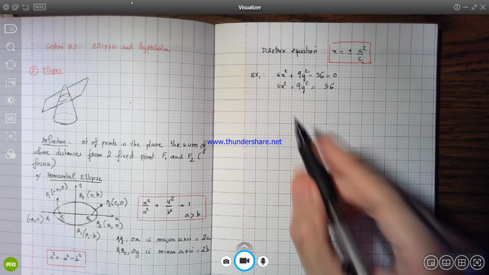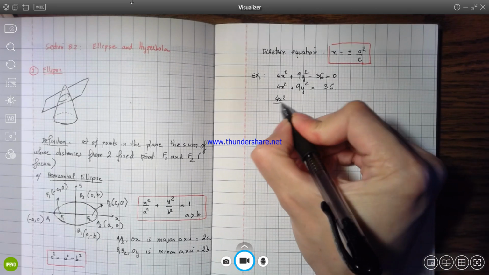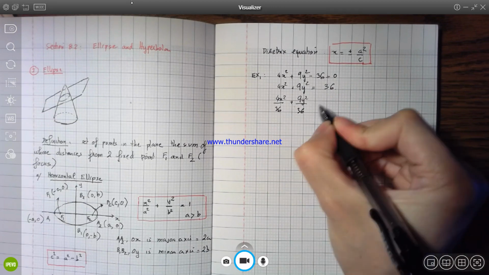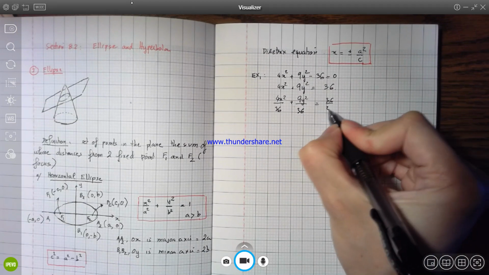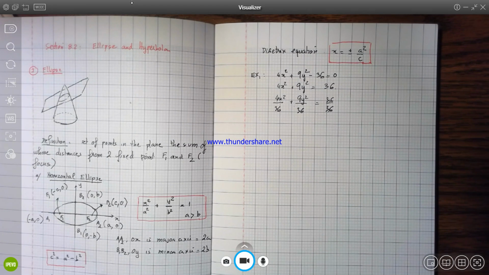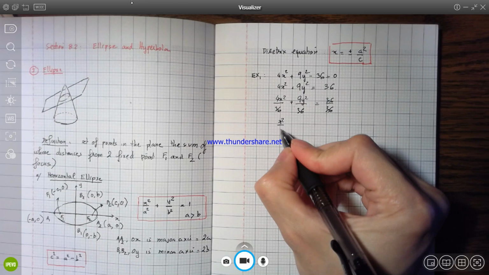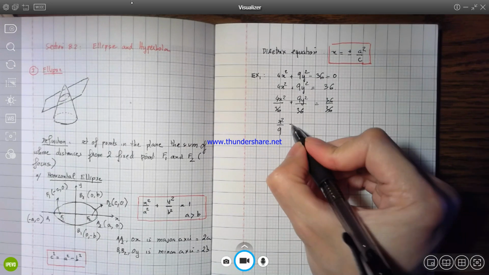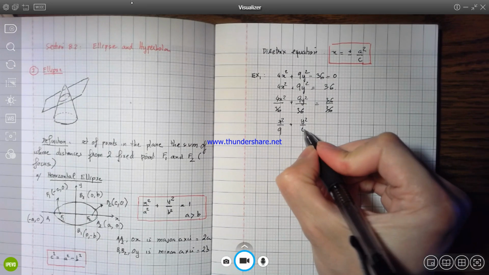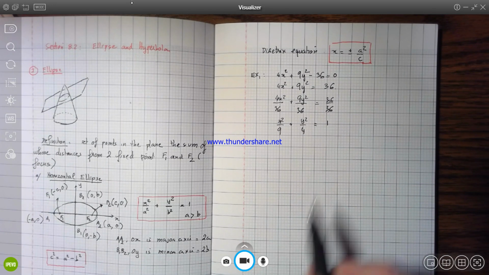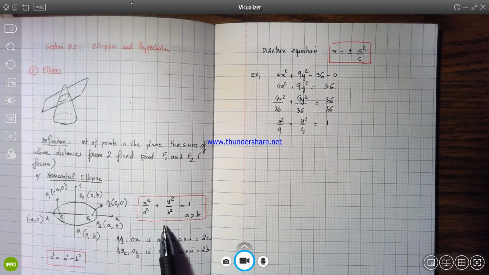So if I divide everything by 36, then what I have here is x squared over 9 plus y squared over 4 equals 1, right? Is it in the ellipse form yet? It looks like it, but we need to do one more step.